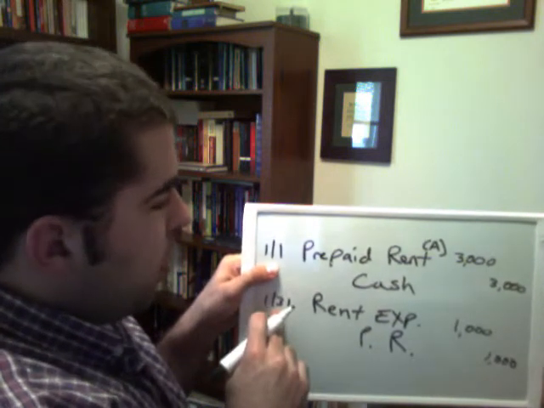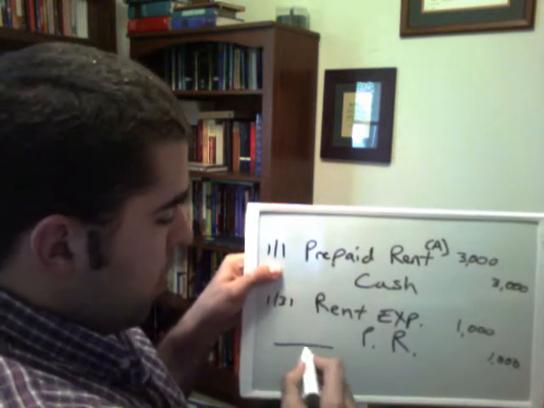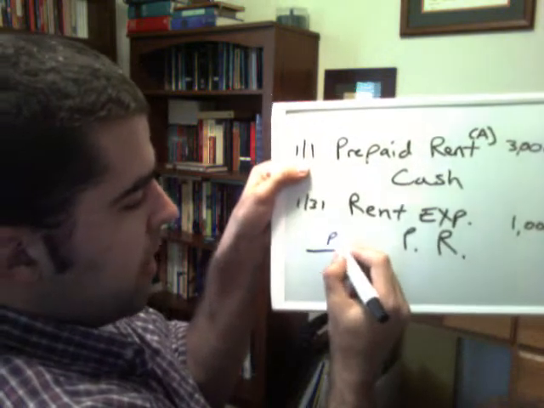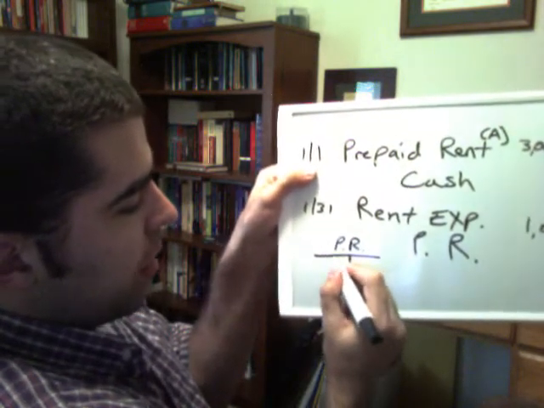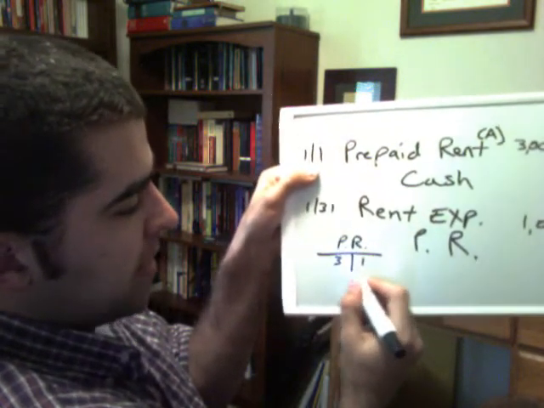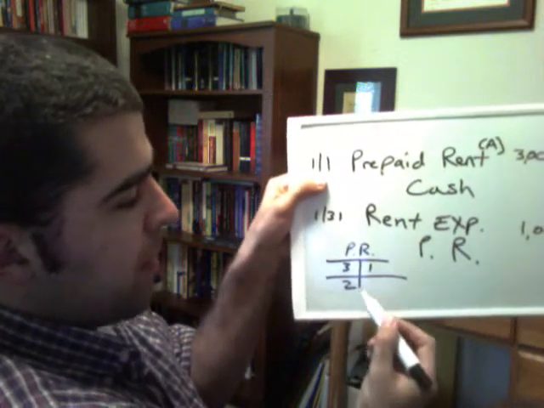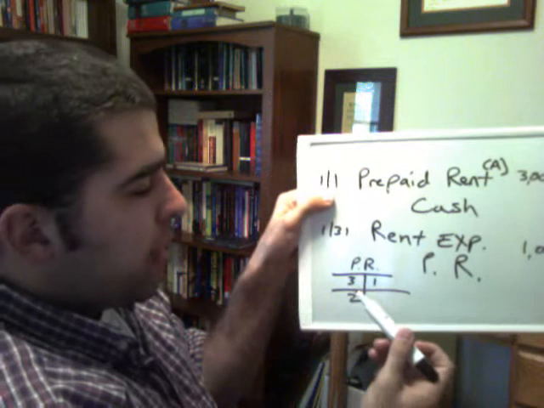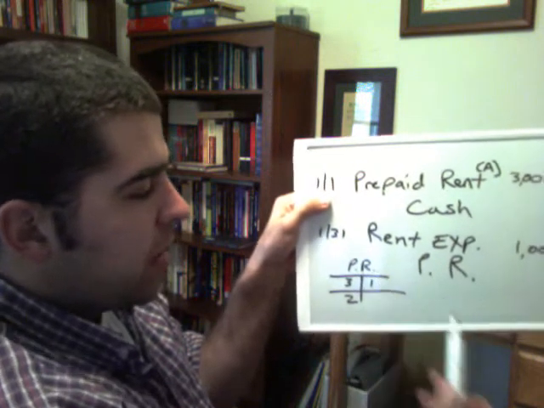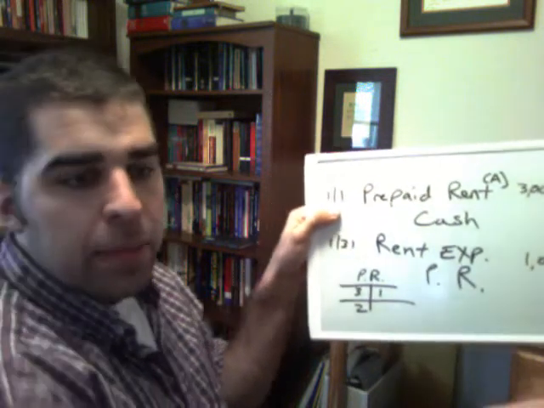Now at the end of 1/31, what is it going to be in our T accounts? Here's our prepaid rent. We started with 3,000. We took 1,000 out with this credit. So we have 2,000, which is the amount that relates to February and March that is not incurred as of January 31st. So that's an example of a prepaid expense.